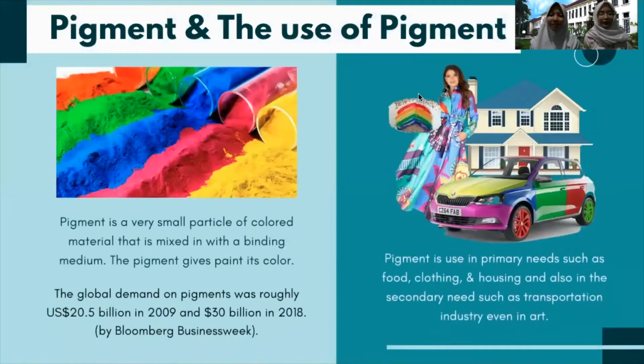What is pigment? Pigment is a very small particle of colored material that is mixed with a binding medium. The pigment gives paint its color. And what is the use of pigment? Pigment is used in primary needs such as food, clothing, and housing, and also in secondary needs such as transportation, industry, even in art.